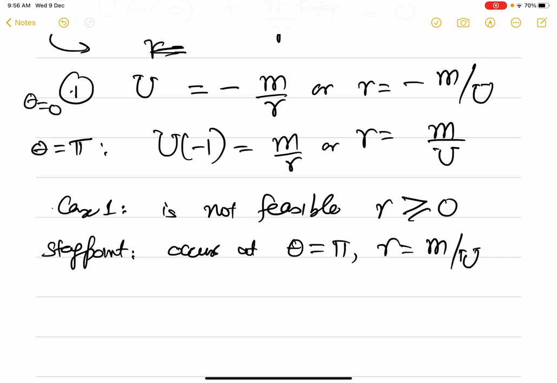Next, what we try to find is the streamline passing through the stagnation point.